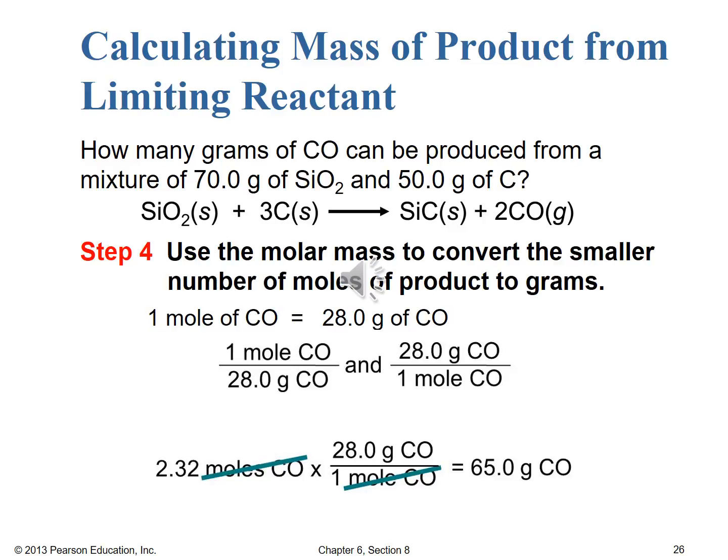Some students find it easier in the previous step to just go to mass of each and then pick the smaller mass. That's fine, but really, once we know the smaller number of moles, obviously it will generate the smaller mass. So you only really need to take the moles of the true limiting reactant, the moles of the product that would produce, and multiply it by the molar mass.